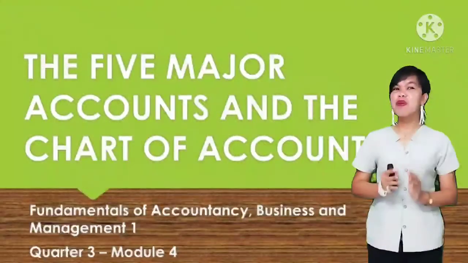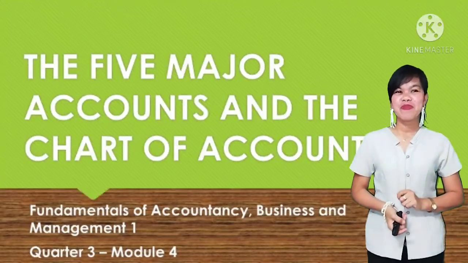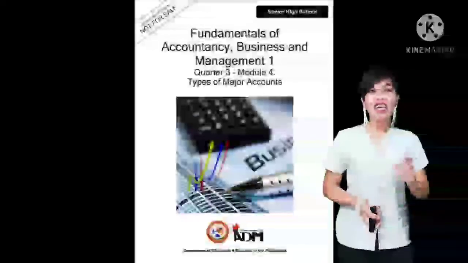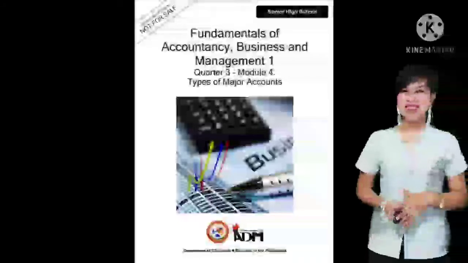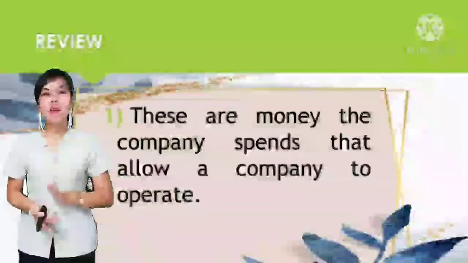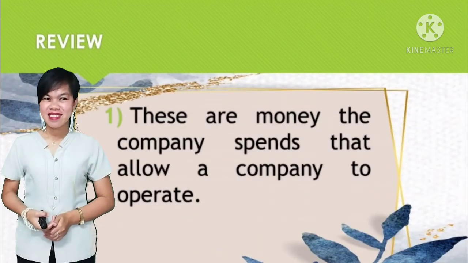That's all our topic for today. Now let's have a quick review. Identification. Identify the statement. Number 1. These are money the company spends that allow a company to operate.